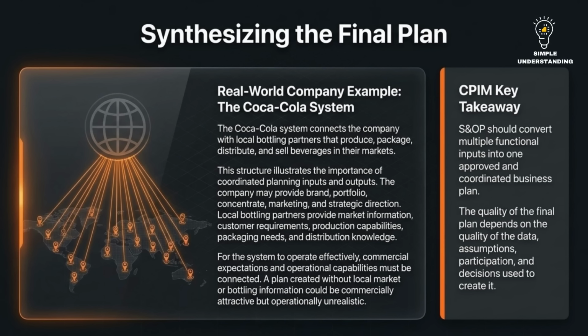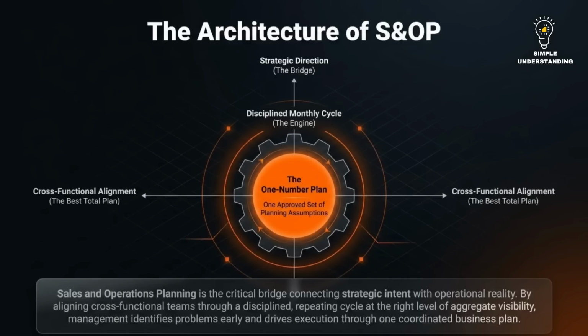For the system to operate effectively, commercial expectations and operational capabilities must be connected. A plan created without local market or bottling information could be commercially attractive, but operationally unrealistic. CPIM key takeaway: S&OP should convert multiple functional inputs into one approved and coordinated business plan. The quality of the final plan depends on the quality of the data, assumptions, participation, and decisions used to create it. Let's summarize the 5 key lessons from Section A.